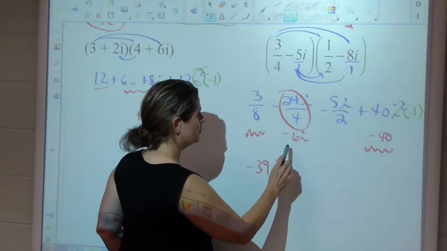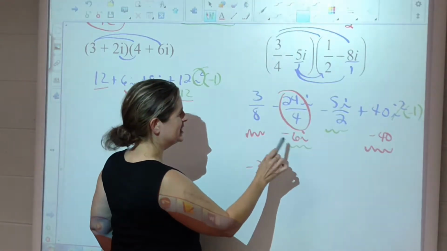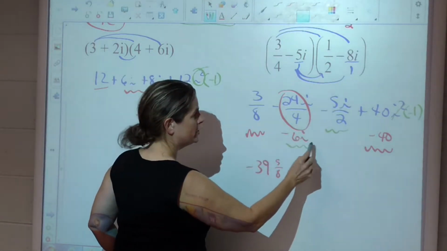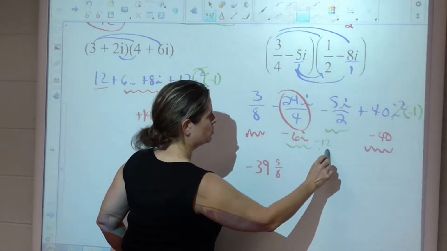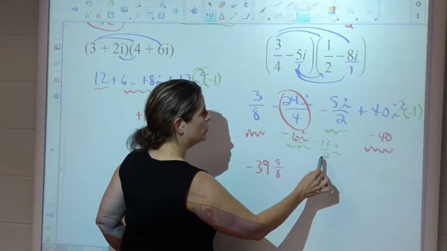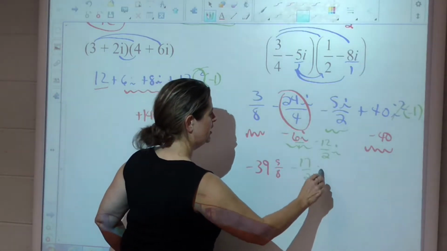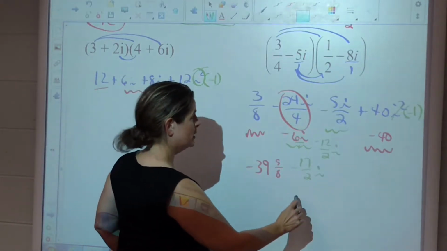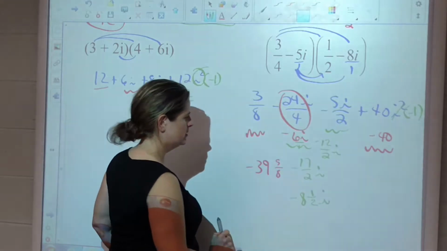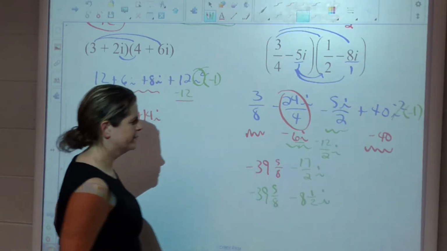On the last piece, when we put our imaginary parts together, that's a -6 and a -2.5, or a -5/2. I could change that to have a common denominator. That'd be a -12 over 2. So that's over 1 at the moment. So that becomes a -17/2 i. You could make that be a -8.5i to go along with your -39 and 5/8.